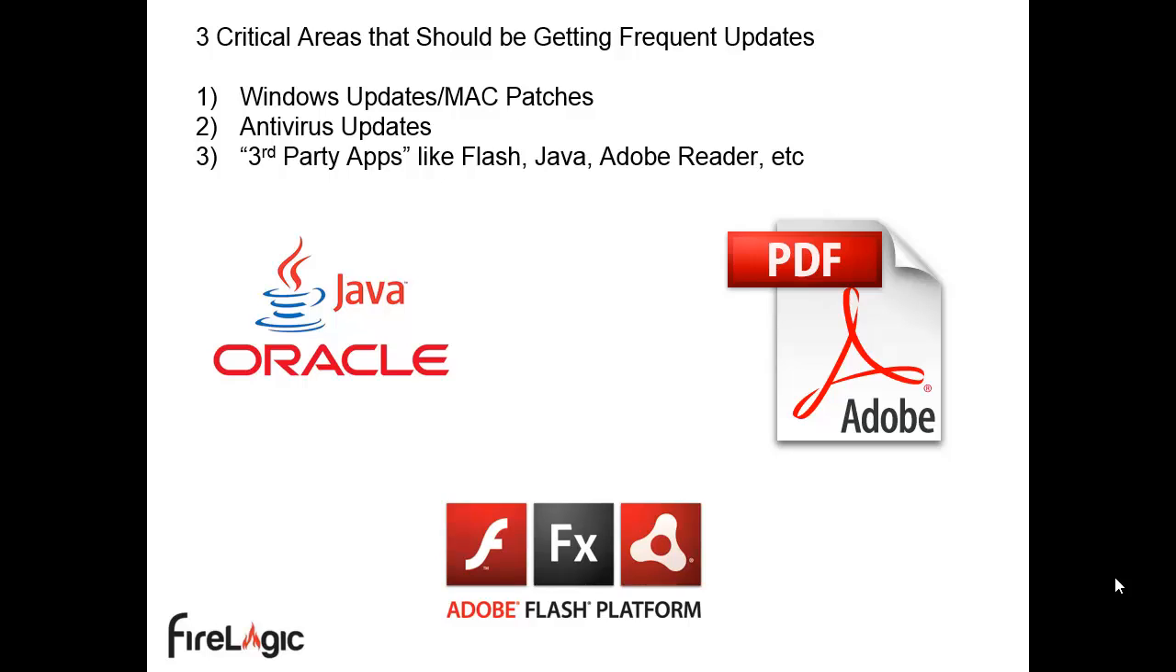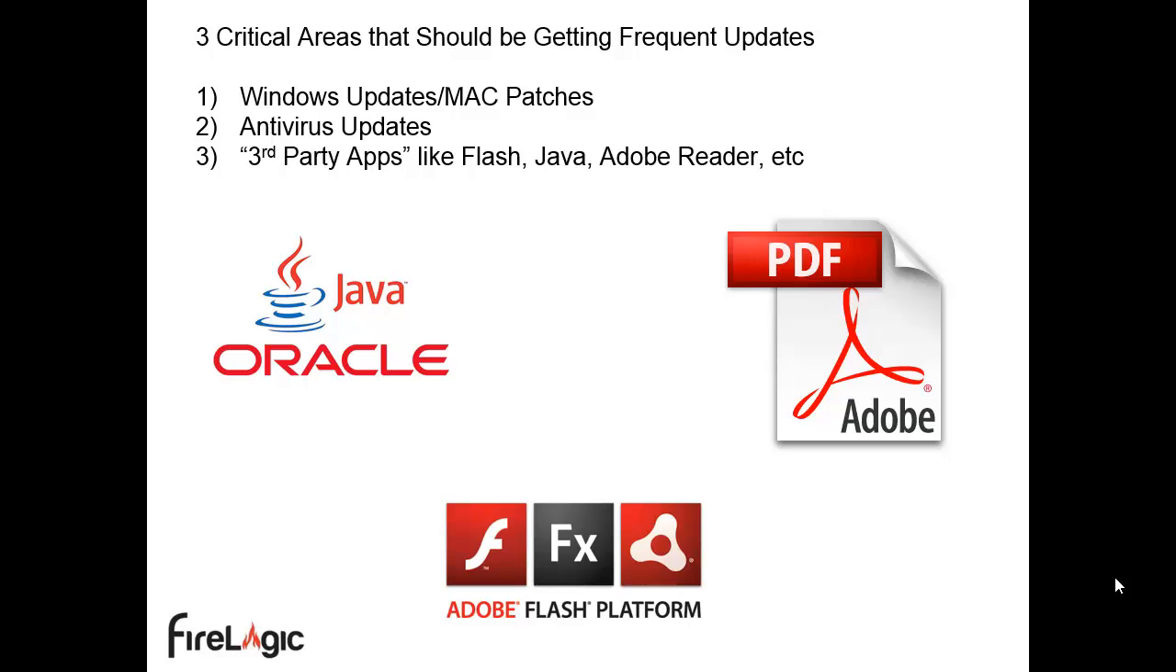Antivirus updates. Most good programs, we recommend ESET and Malwarebytes Pro. Those programs work automatically, update themselves on a consistent schedule. If your program is not doing that and you notice your definitions getting out of date, you need to check and see what's going on behind the scenes. Because if you don't have daily updates hitting your antivirus, you're going to be asking for trouble very quickly.